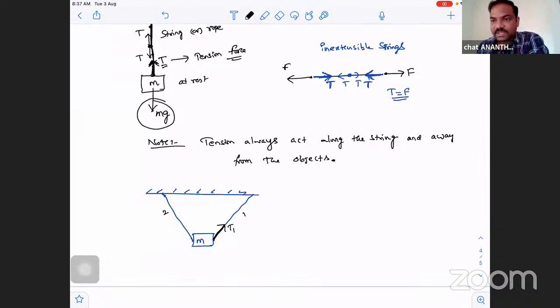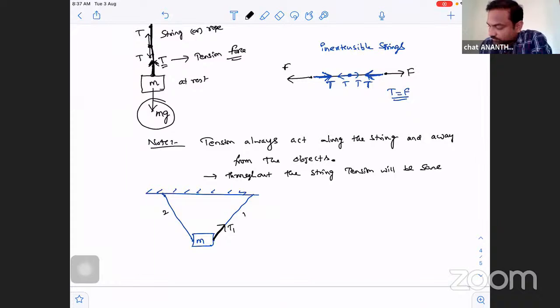So throughout the entire string, the tension will be the same. If you want, you can write down one more thing: throughout the string, tension will be the same. Okay, for what am I writing this? For massless strings.